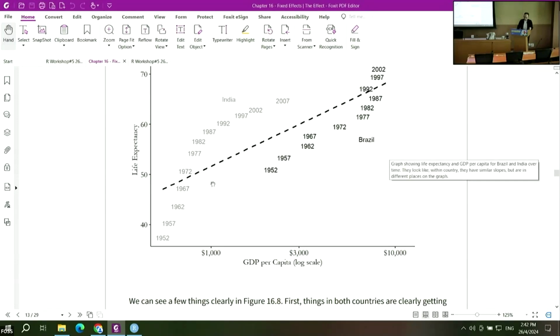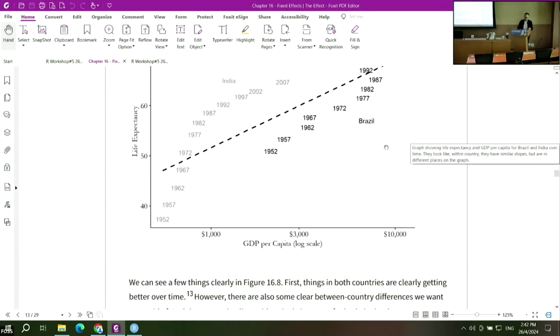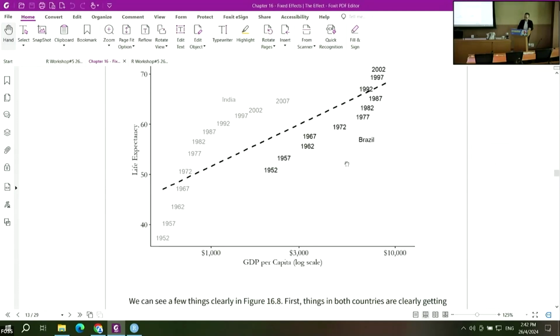We observe two countries, India and also Brazil. Brazil is statistically richer than India. So even looking at them, they are actually in different regions in terms of economic prosperity. India is to the left on the GDP per capita log scale.